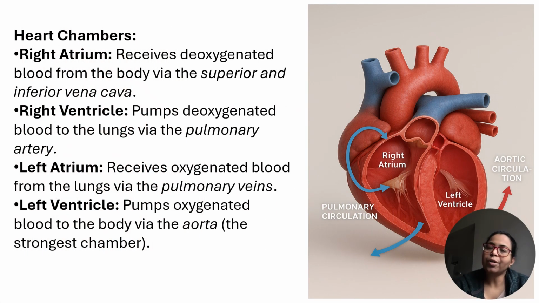Here we can see the four chambers of the heart. The right atrium receives the deoxygenated blood from the body via the superior and inferior vena cava. The right ventricle pumps the deoxygenated blood to the lungs via the pulmonary artery. The left atrium receives the oxygenated blood from the lungs through the pulmonary veins. And the left ventricle pumps the oxygenated blood towards the body through the aorta.